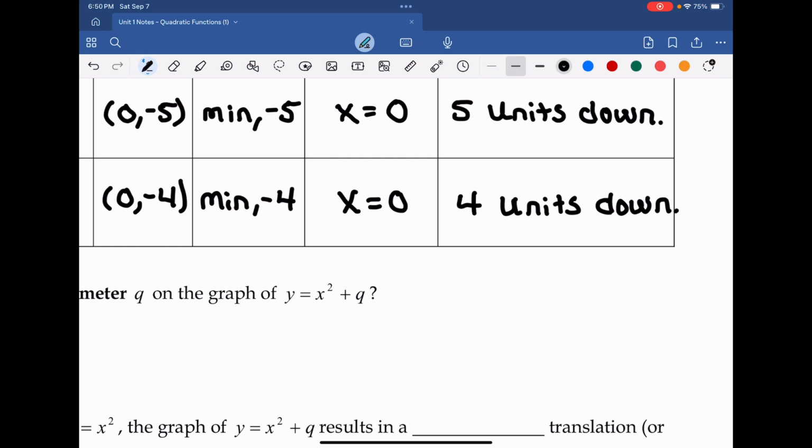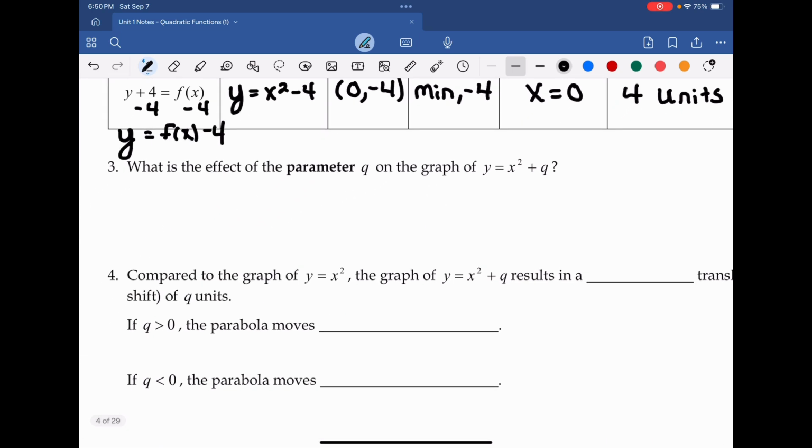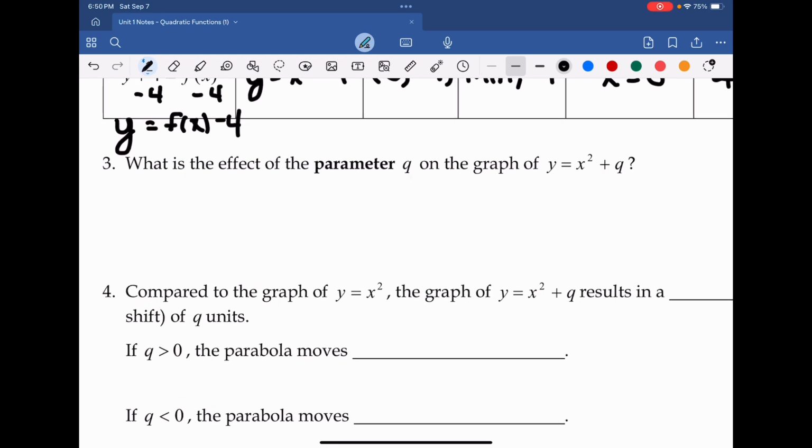All right. Now, let's generally describe what happens with the parameter. We kind of mentioned what happened based on the visual, but let's just make sure we put it into sentence form. Based on the parameter q, what does it do to the original function or the original quadratic? It shifts the graph up or down.